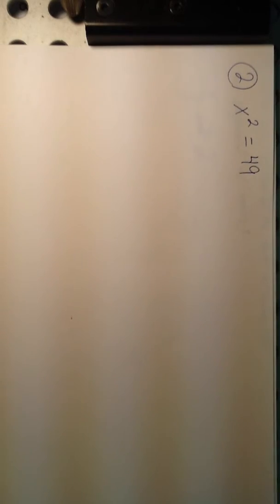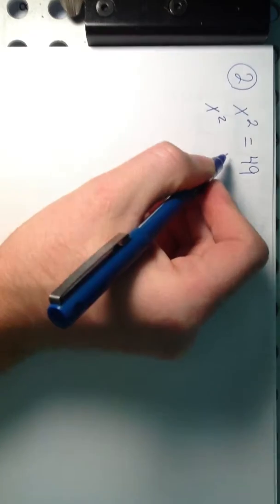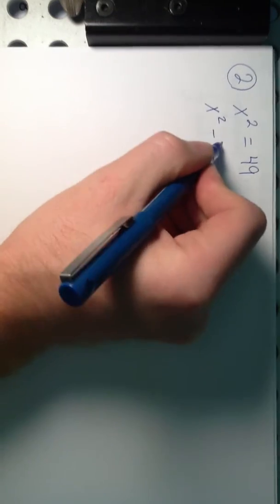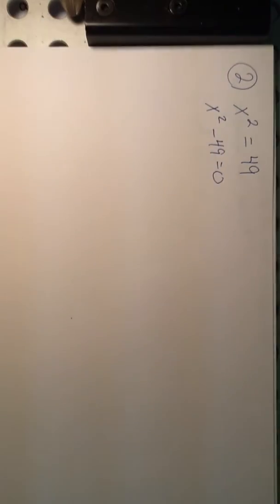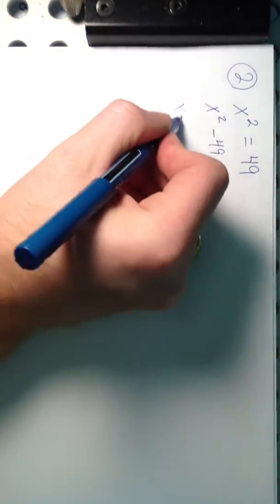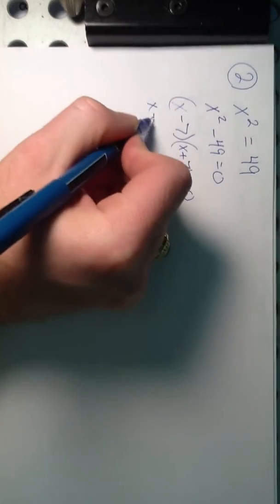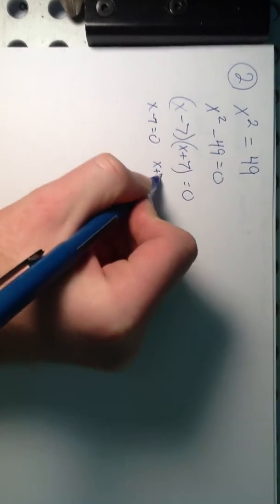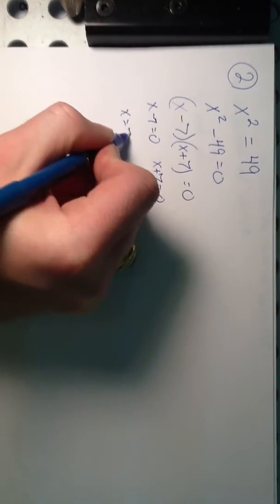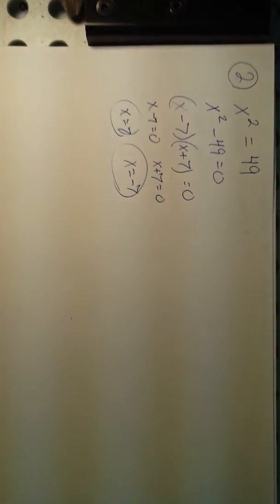All right, another example. This one will be much quicker. You still need to get everything on the same side, equal to 0. Just get in the habit of doing that every single time. Now you need to recognize you have a difference of squares. Once you've gotten that far, set each one equal to 0. You're going to get x equals 7, x equals negative 7. It does equal both parts.